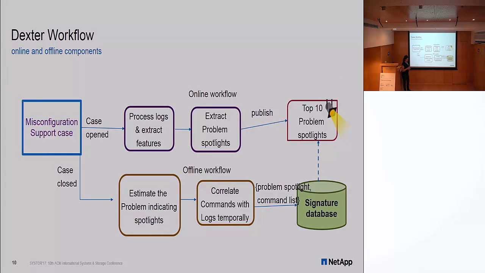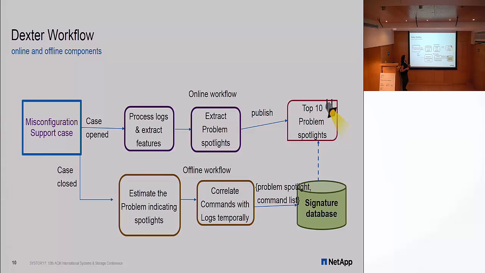So this is how the workflow looks. If you look at this, a misconfiguration support case is being opened. So there are two phases. One is the online phase, where as soon as the case is opened, Dexter is intimated about it. Dexter pulls in the system logs for that particular system. And of course, as we mentioned earlier, there is a process of figuring out the features, the metadata related to the logs. These features are extracted.